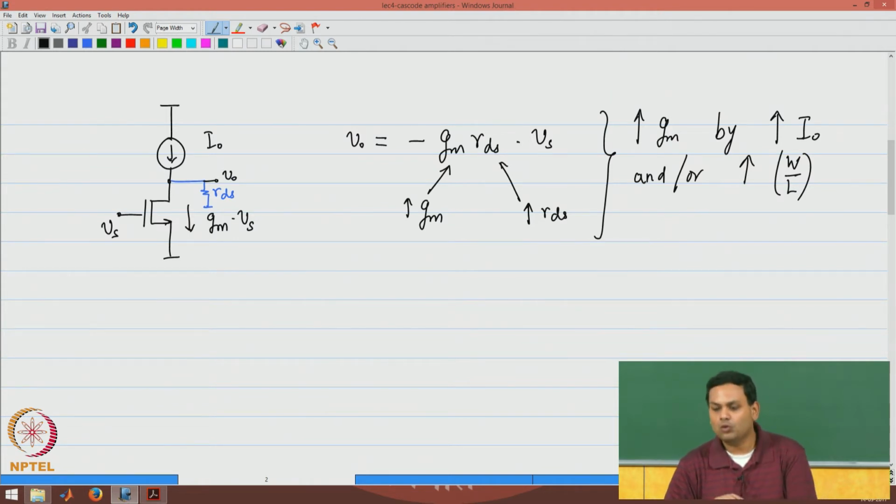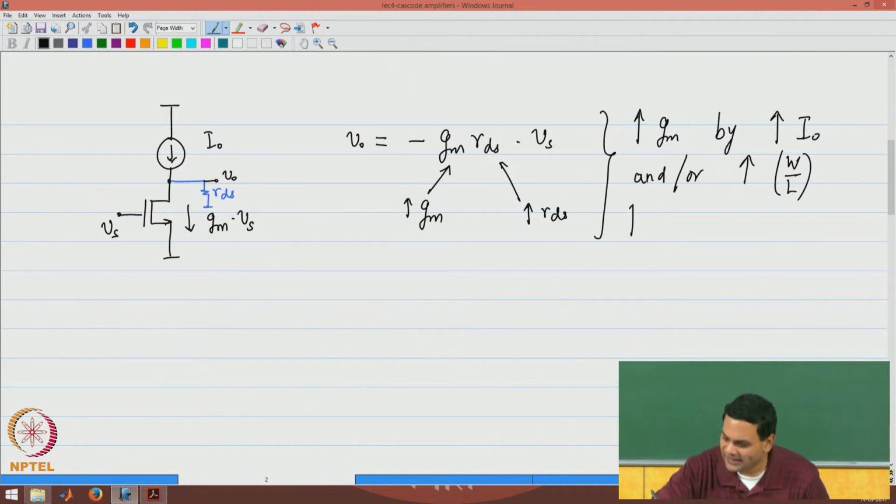Now, if you want to use the same power, you can keep increasing the width over length, but there is only so much beyond which the device will not respond to increase in width. These are due to certain second order effects which we are not interested in right now. But the thing I want to point out is that the increase in GM with I naught and width is limited. So, eventually I need to start increasing RDS.